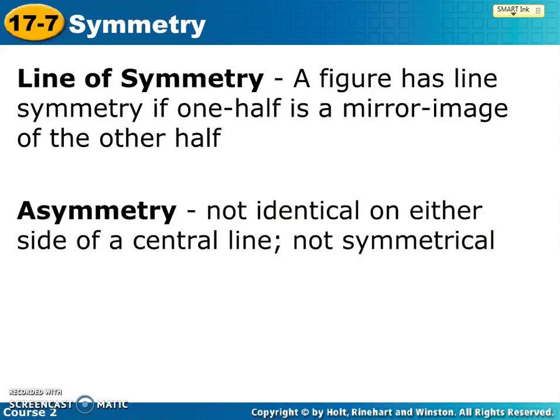If it does not, if you go to fold that or if you look in the mirror, everything does not line up, we call that asymmetry. So asymmetry is not identical on either side of the central line, whatever line, the mirror line or the folding line. And asymmetry is also known as not symmetrical. So if we can fold it, if it has a mirror image, we say that it has a line of symmetry, and it can have more than one line of symmetry. If it does not, then we say it has asymmetry or not symmetrical.